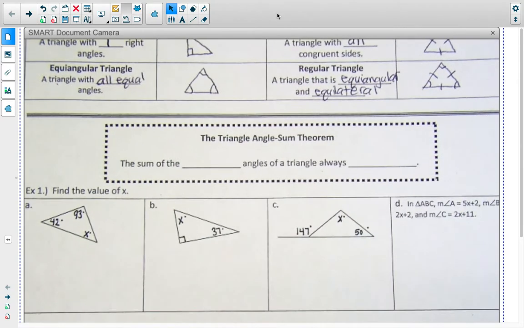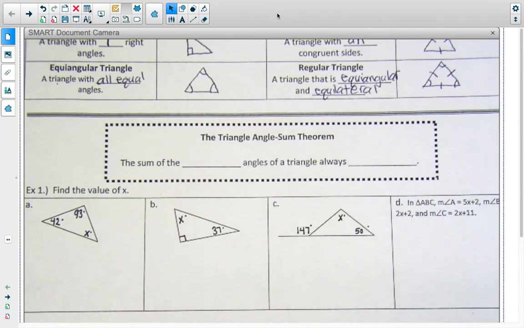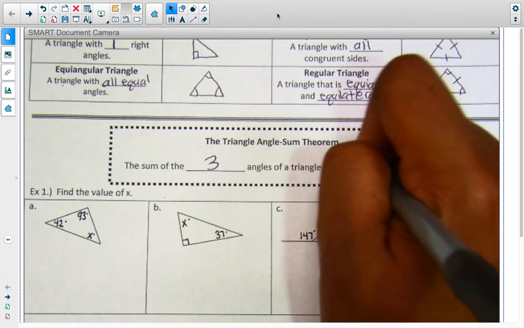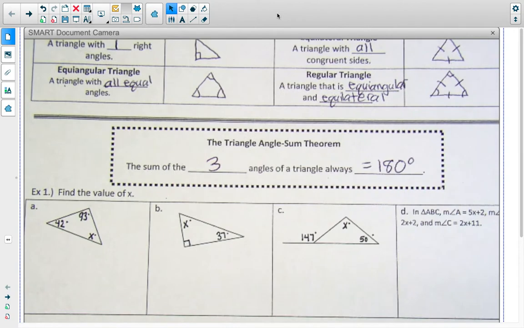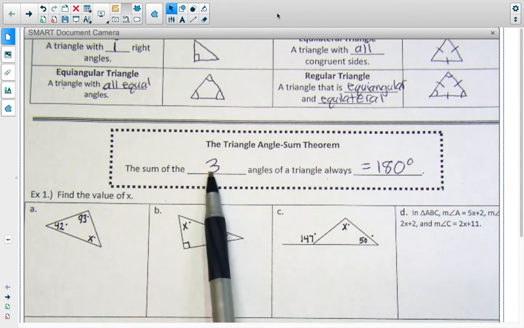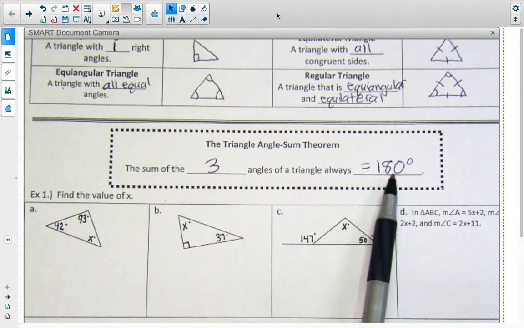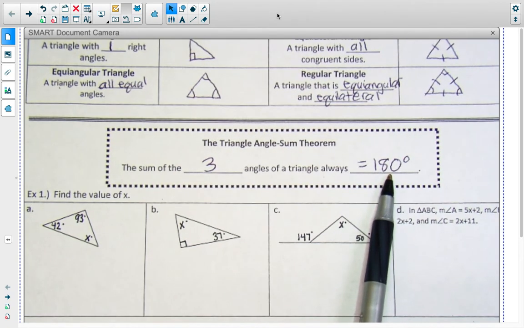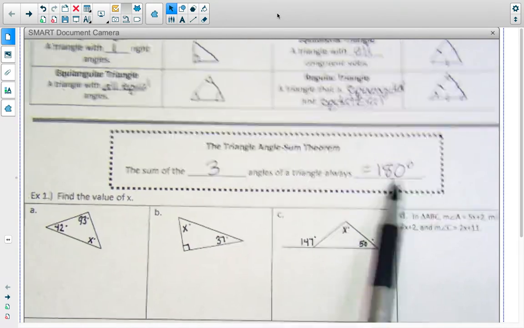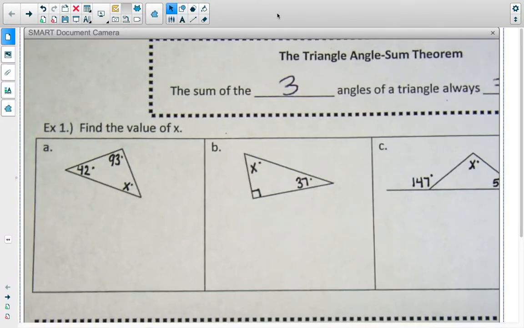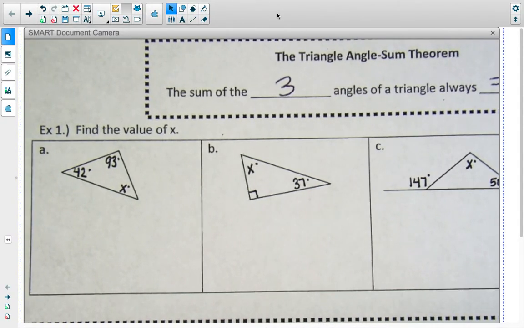Okay, let's talk about the triangle angle sum theorem. The sum of the 3 angles of a triangle always equals 180 degrees. I said that a few minutes ago. The triangle angle sum theorem states that the sum of the 3 angles of a triangle always equals 180 degrees. Regardless of what you do in a triangle, the angles are going to add up to 180 degrees. Let's take a look at some examples. We're going to go through 4 examples, and all we need to know is that if I add up all the angles in that triangle, it's going to equal 180 degrees.